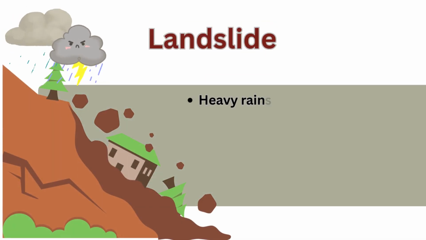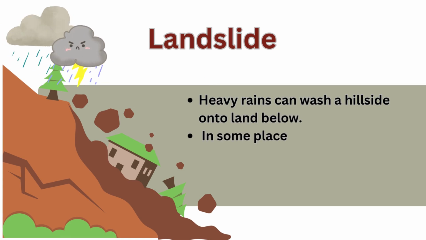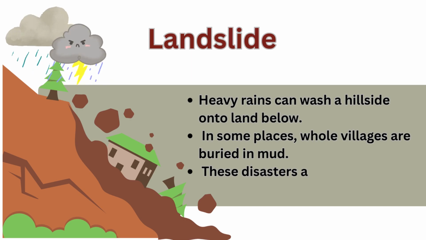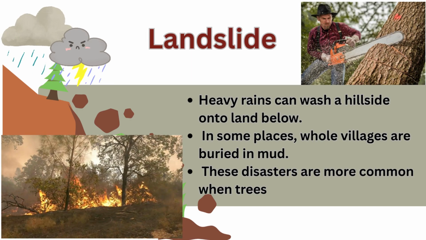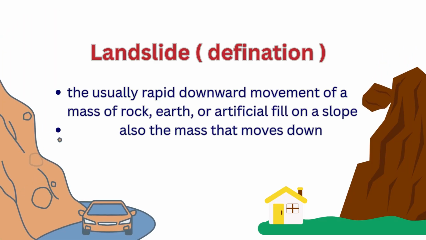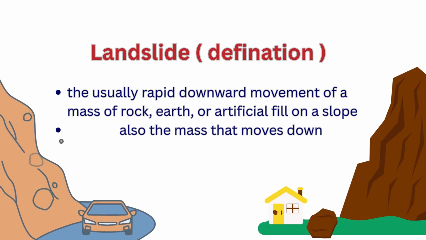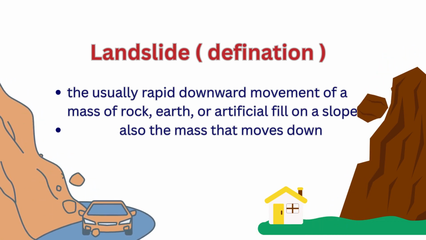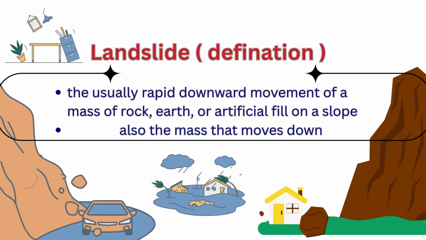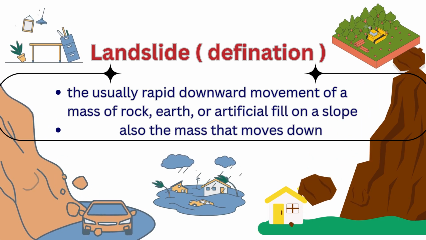Heavy rains washed the hillside onto this road, elsewhere whole villages have been buried in the mud. Disasters like this are common where lots of trees are cut down or burnt. This deforestation weakens the hillside. So, a landslide is the downward movement of rocks, soil, and debris caused when a slope becomes unstable. It is typically triggered by factors like heavy rain, earthquake, or deforestation, which allow gravity to pull the earth down.